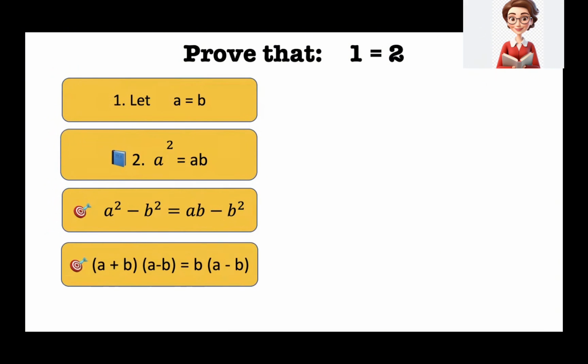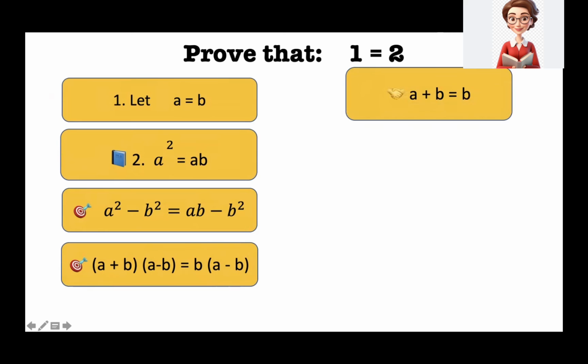After that, you can factor out, get the common factor. This is the difference of 2 squares, so A plus B. The factors are A plus B and A minus B. Get the common factor, B, and then the quantity A minus B. After that, you can divide both sides by A minus B.